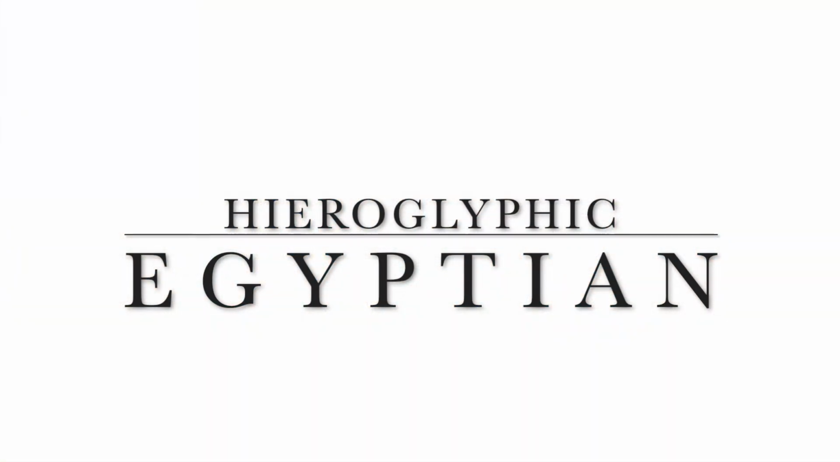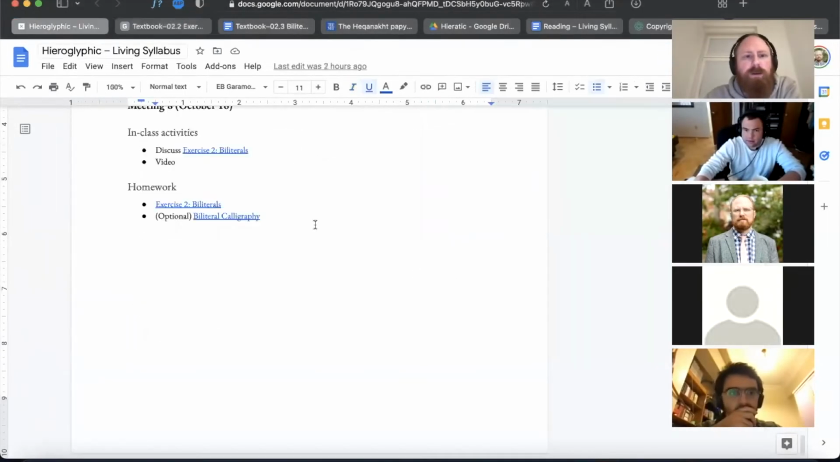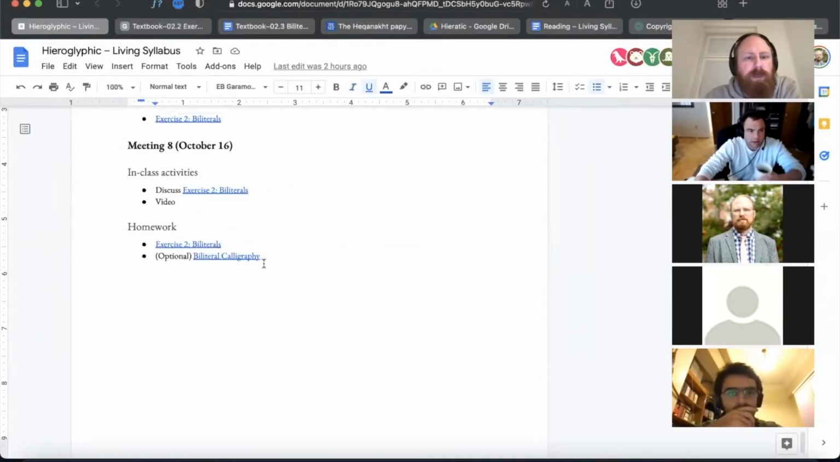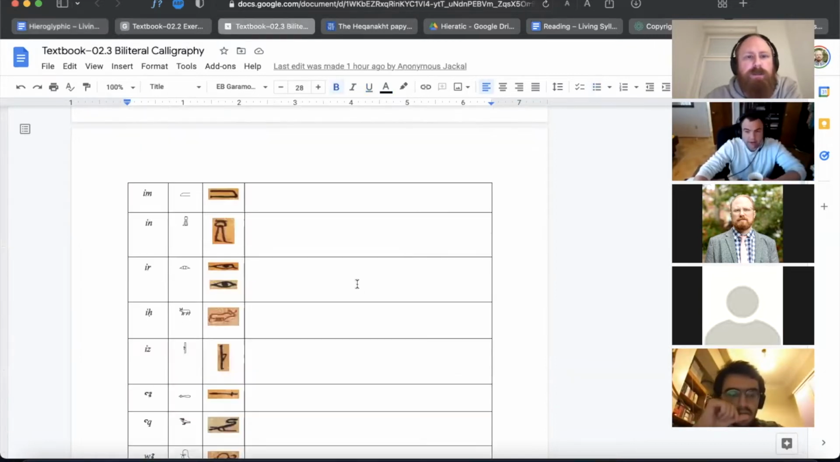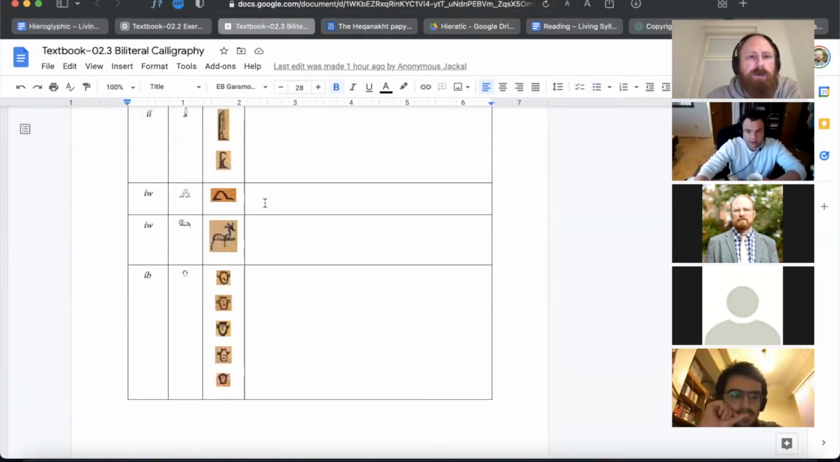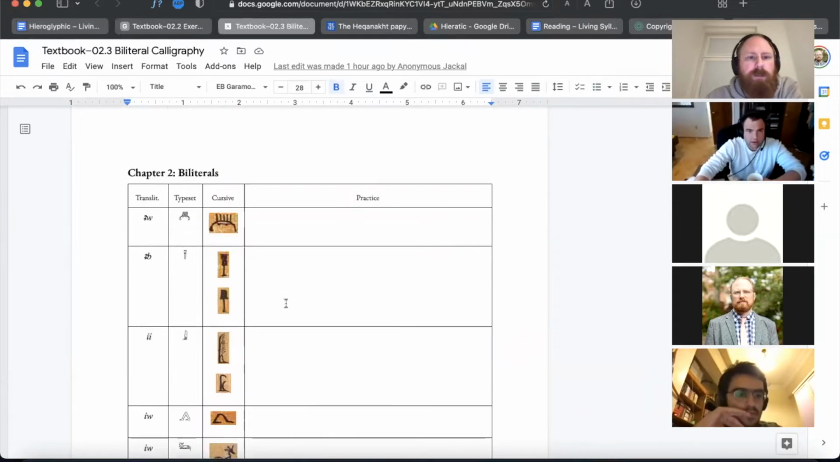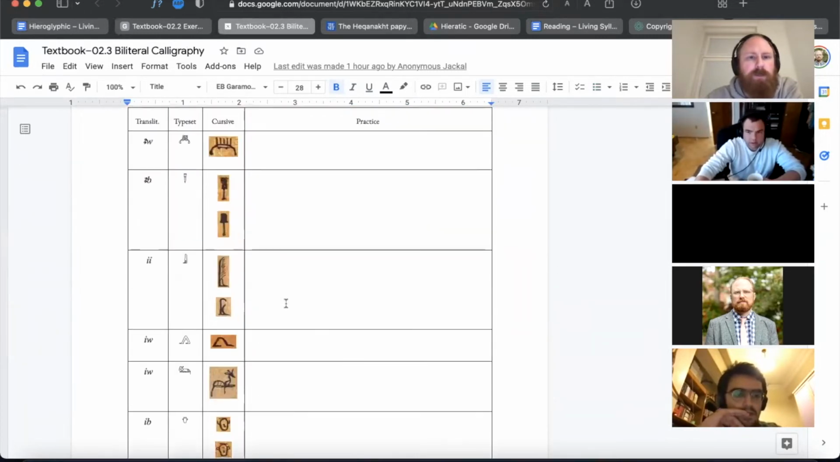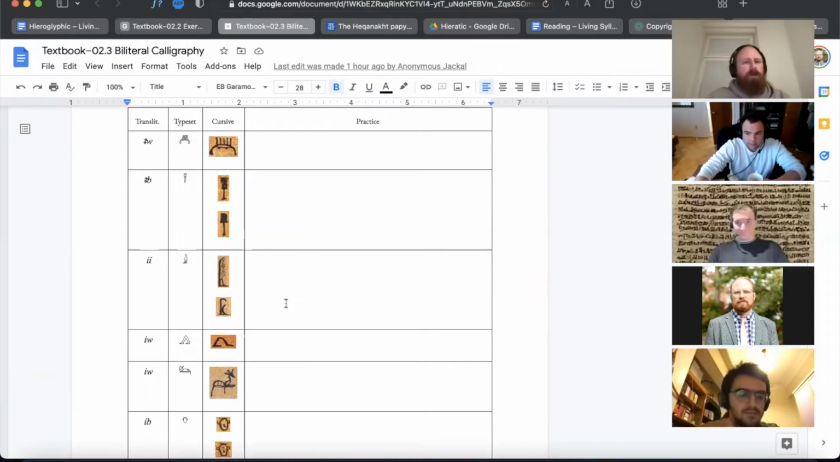Okay, so there's one new thing on the syllabus. I added biliteral calligraphy. I just made this. You had a uniliteral calligraphy before too, where you can go practice drawing these signs. There's now a biliteral one. There will be a multiliteral one coming soon.